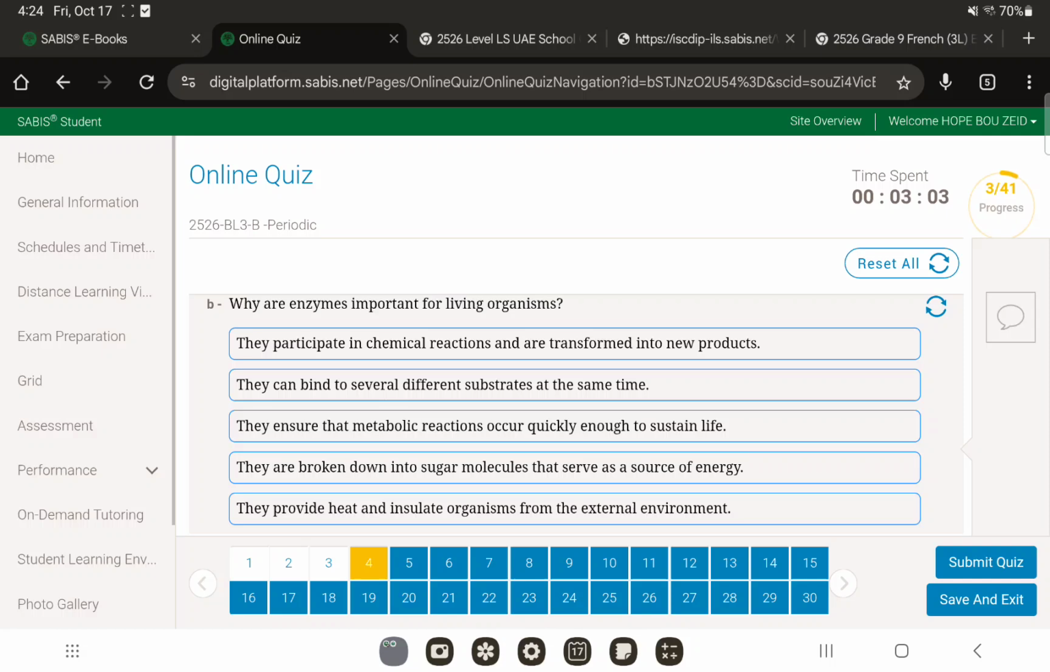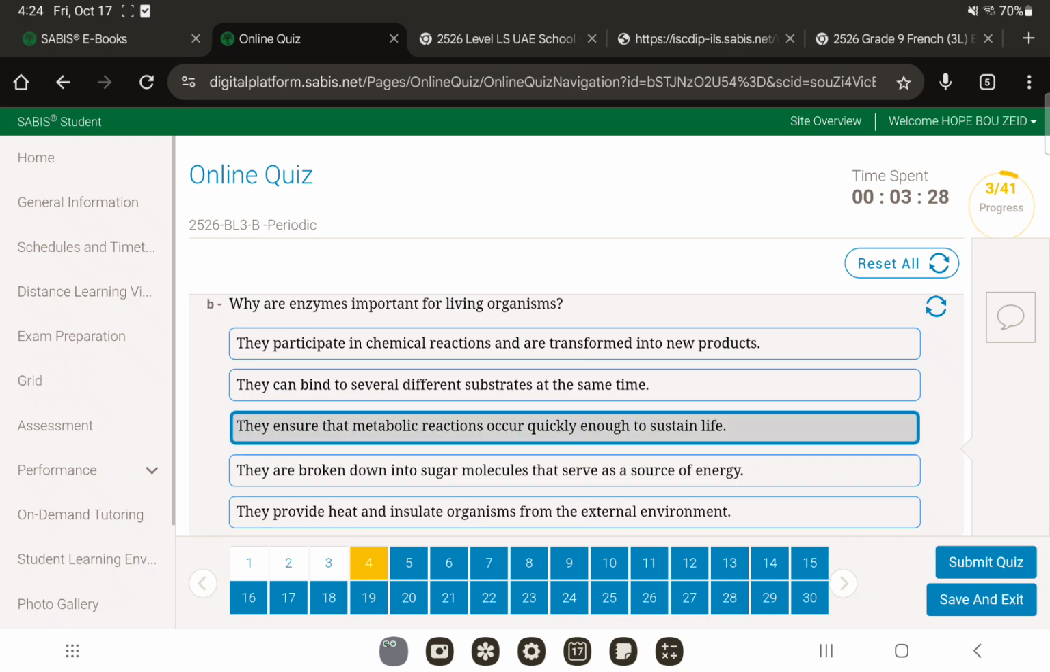No, in fact, enzymes do not transform into new products. They are not changed. Only substrates are. They bind to several different substrates at the same time. No, they only bind to one at a time and to very specific ones. They ensure that metabolic reactions occur quickly enough to sustain life. Yes, it is their job and their purpose.